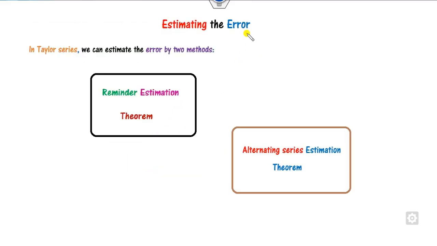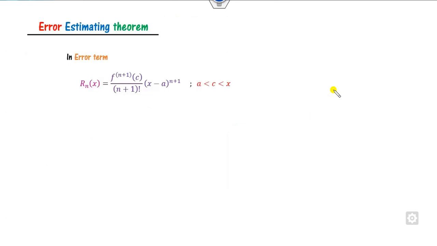In order to estimate the error, we generally use two different methods. The first method is called the remainder estimation theorem, and the other one is the alternating series estimation theorem. This we already described in the infinite series lecture. What is the remainder estimation theorem?